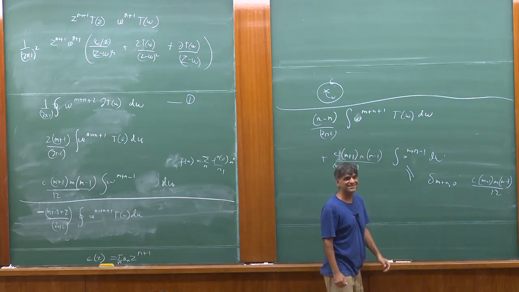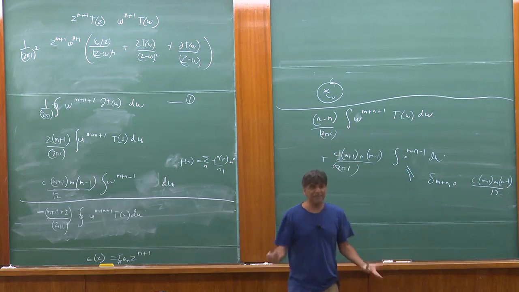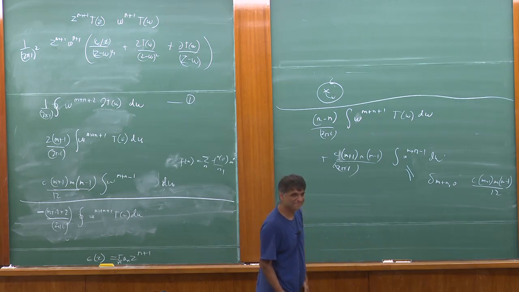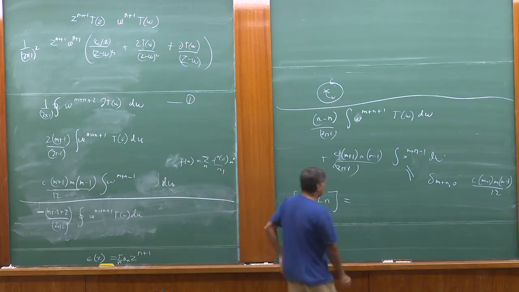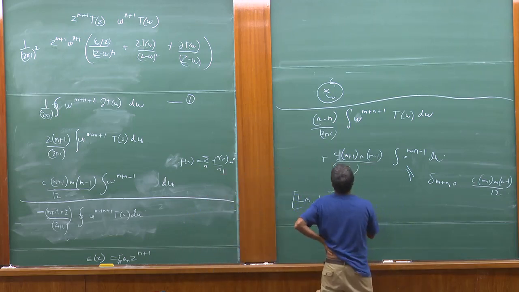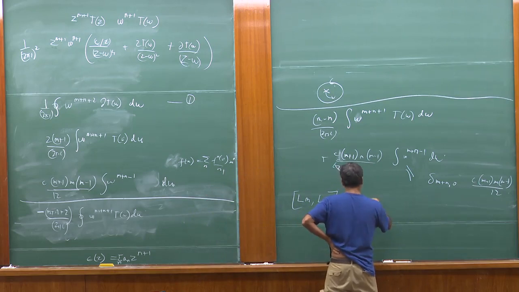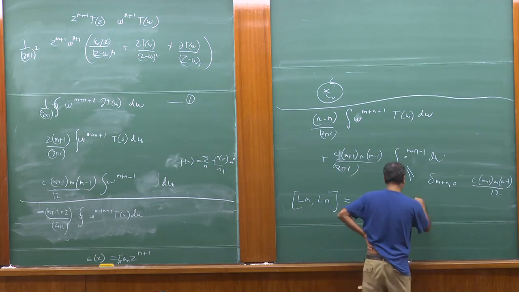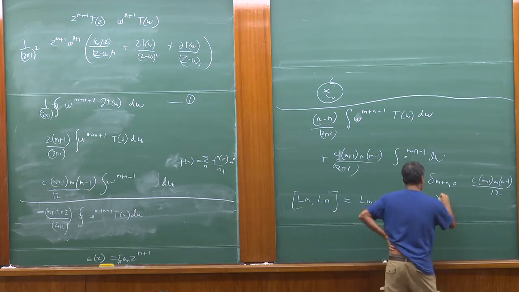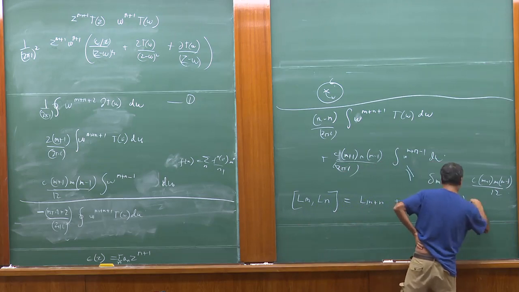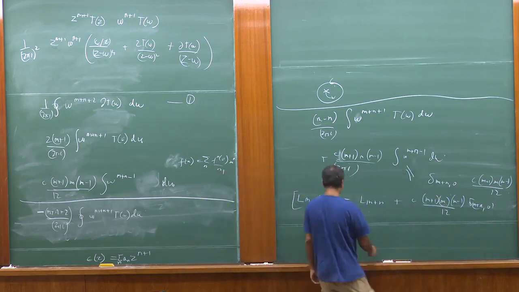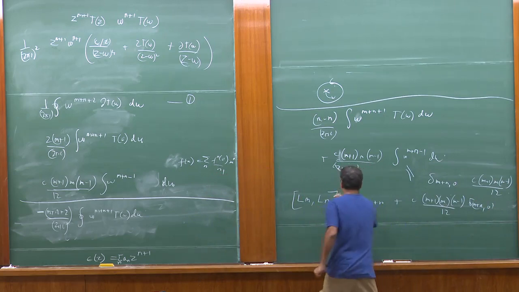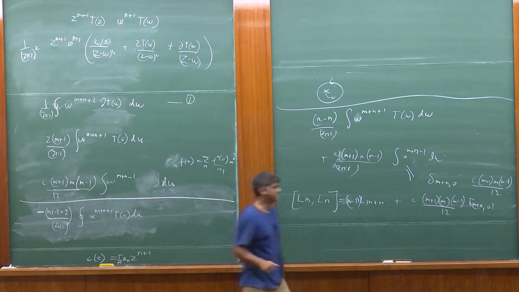Well, by definition, this guy with the 2 pi i is L of m plus n. And so we conclude that [L_m, L_n] is equal to (m minus n) L of m plus n plus c into m plus 1 into m minus 1 by 12 delta m plus n, 0. Delta m plus n, yes.